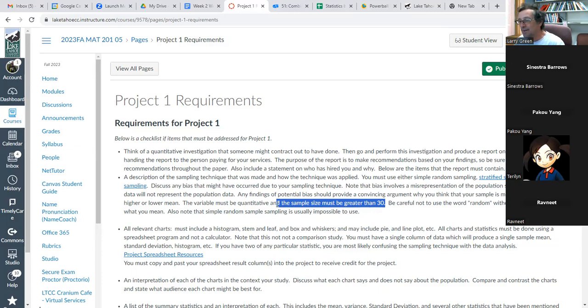Nope, you can't survey 30. 30 is not bigger than 30. What's the smallest number you can do? 31. Okay, 31 is the smallest I will accept. And I don't give more points if you do 500 than if you do 31, by the way. You can do 32, 33, but don't waste your time and do hundreds.